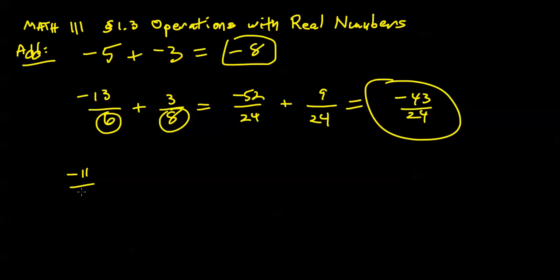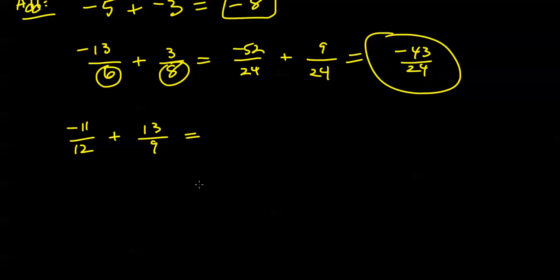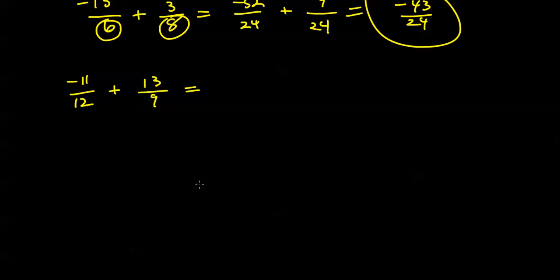Let's try another one. Minus 11/12 plus 13/9. Well, I suppose anybody can add whole numbers. Can you add fractions, especially signed fractions? Well, that's part of the game here. Minus 11/12 plus 13/9. What's the least common multiple of 12 and 9? I think it's 36, is it not? So if I want to add these two fractions, I've got to get a common denominator, and I think the least common multiple of 9 and 12 is 36.